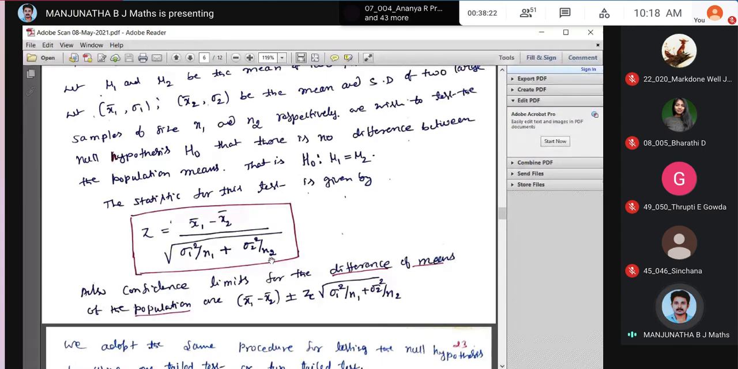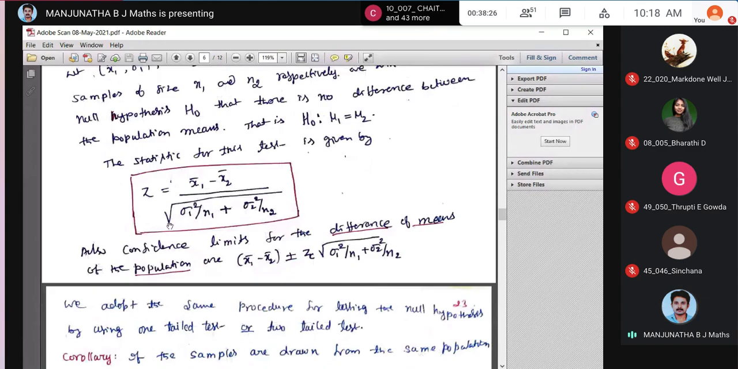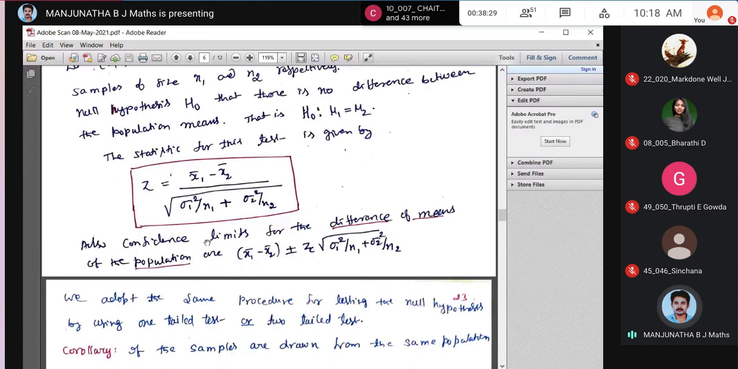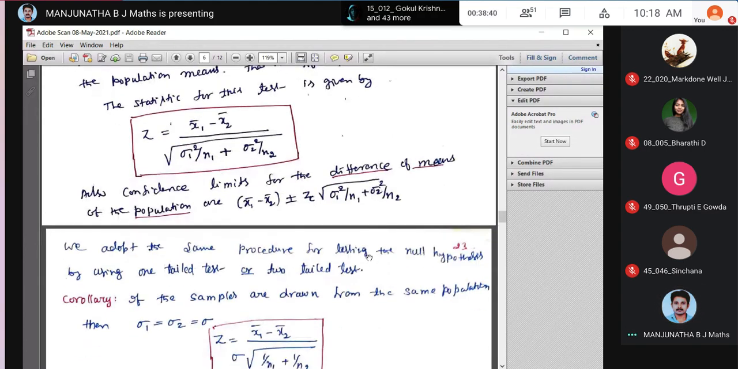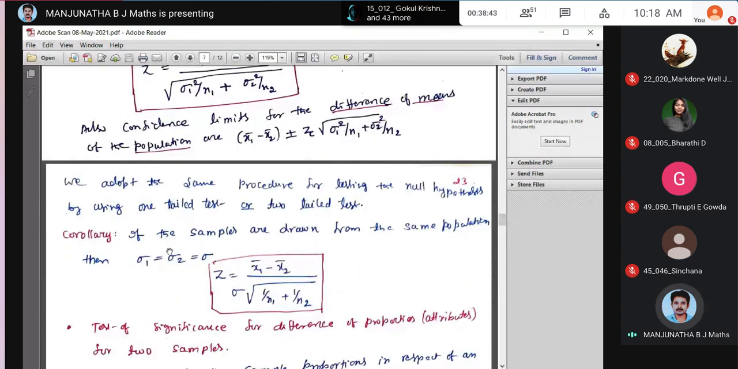If we have two means and two standard deviations, you take the difference and compute z by using this relation. Also, the confidence limits for the difference of means of the populations are x1 bar minus x2 bar plus or minus zc into the square root of sigma 1 square by n1 plus sigma 2 square by n2. We adopt the same procedure for testing the null hypothesis by using a one-tailed or two-tailed test. So you have to apply the z value, at the 5% level or 1% level.